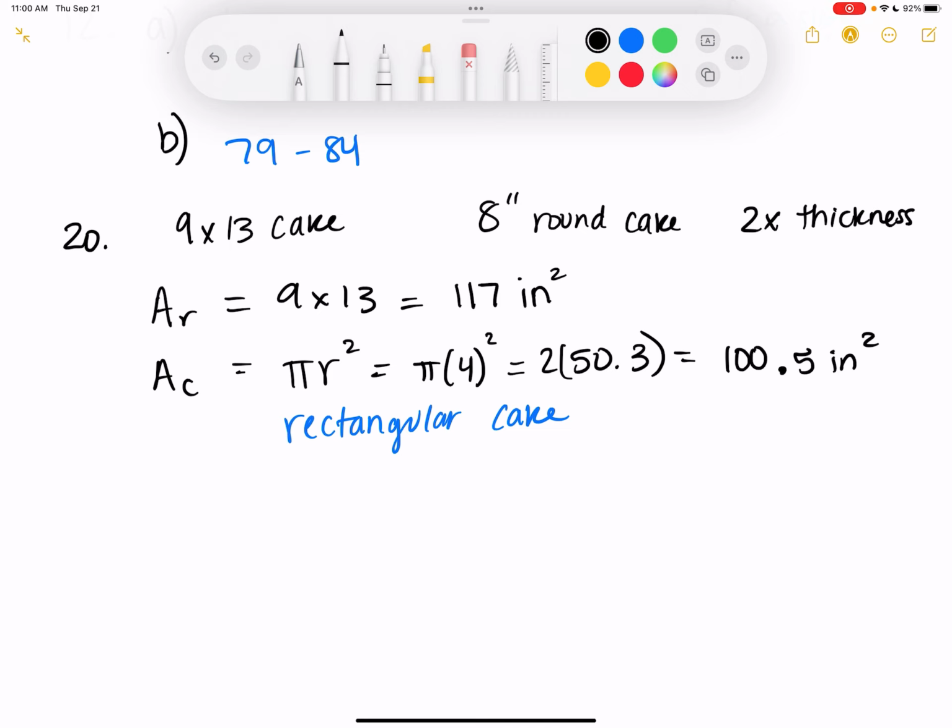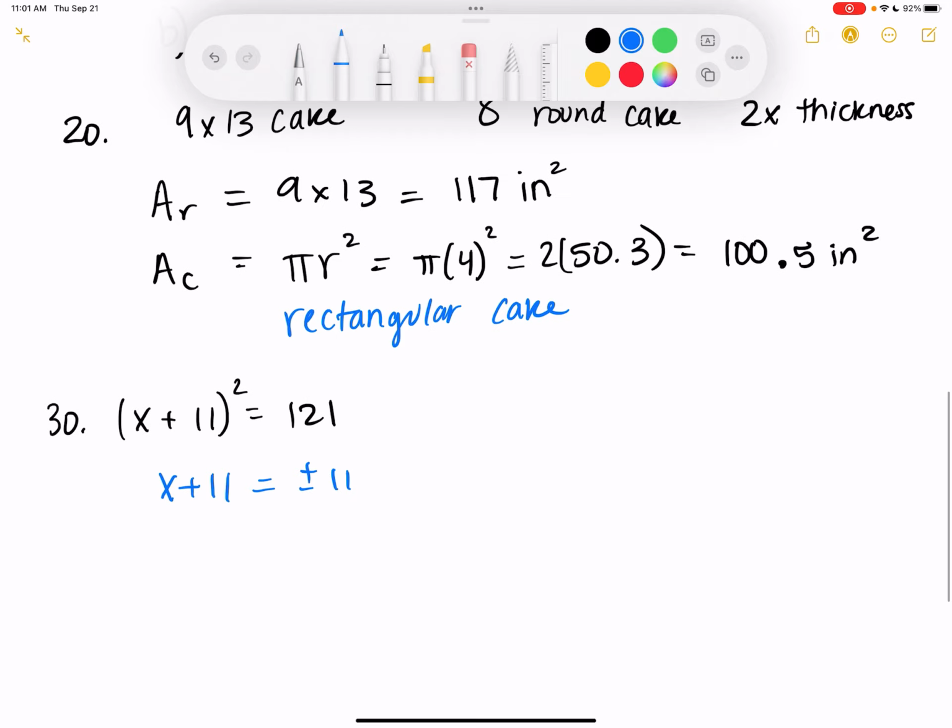So 30, we have x plus 11 squared equals 121. How would we solve that? So we find the square root. Yeah, we do the square root, and so x plus 11 equals positive or negative 11. Yep, plus or minus 11. So x plus 11 equals 11, or x plus 11 equals negative 11. So x equals 0, or x equals negative 22.